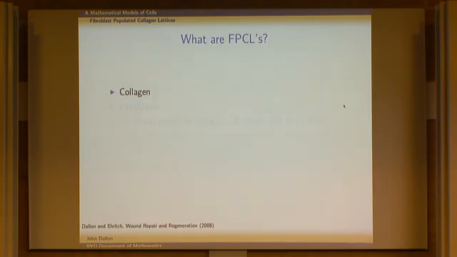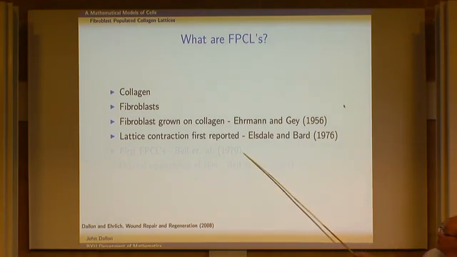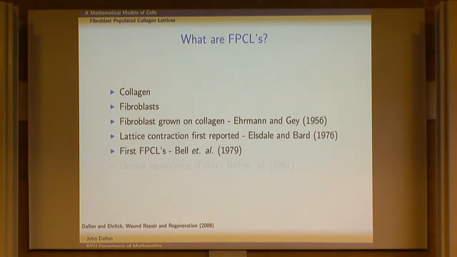Of course, fibroblast populated collagen lattices have collagen, and they have fibroblasts. Fibroblasts were first grown on collagen by Ehrmann and Gey in 1956 because they thought this was maybe better than growing them on plastic. In 1976, Elsdale and Bard were the first to report that fibroblasts would contract these lattices. And of course, wounds contract, so this is an interesting thing. And Bell and colleagues in 1979 were the first to produce fibroblast populated collagen lattices like they're produced now.